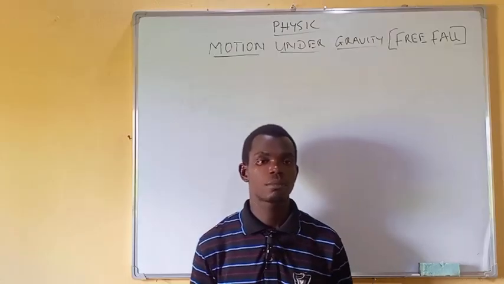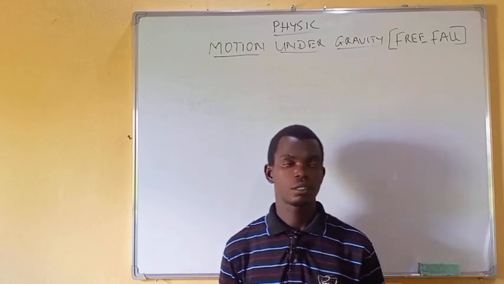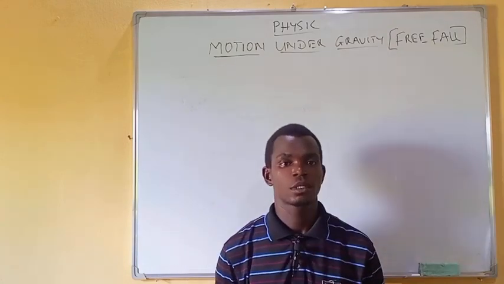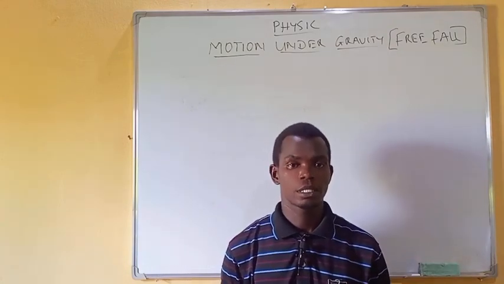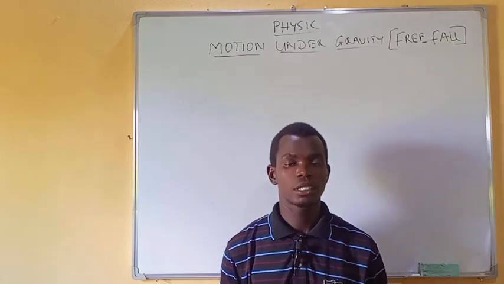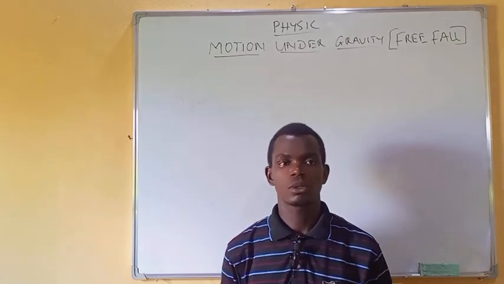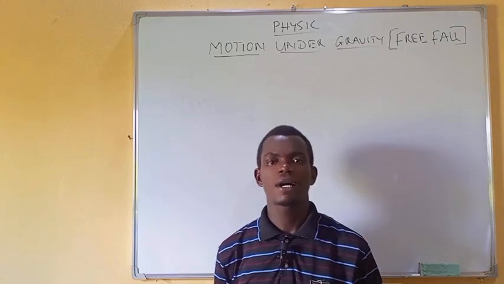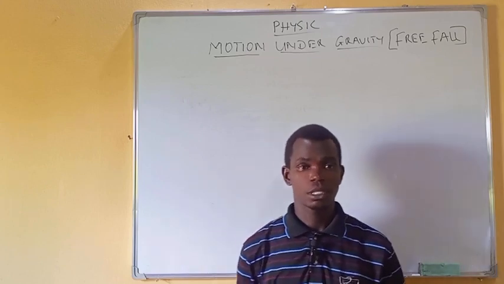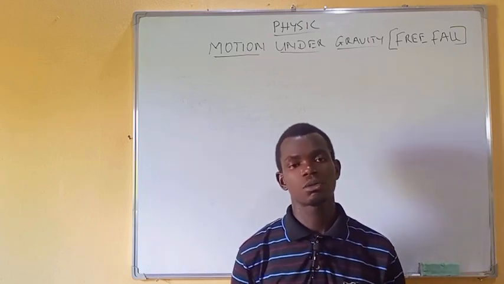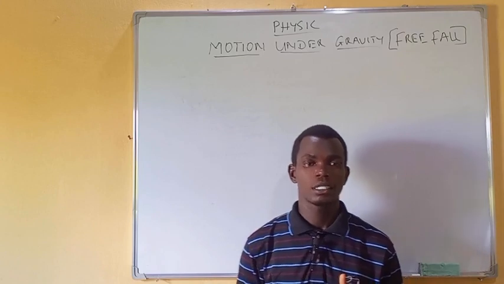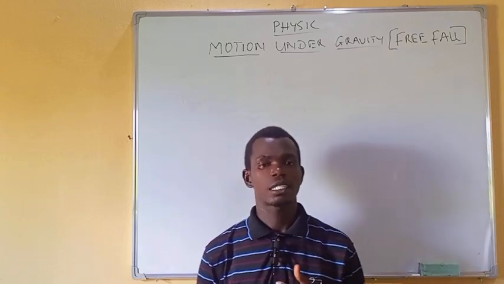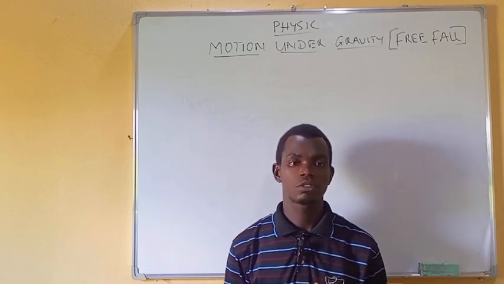So today we'll be talking about motion under gravity, free fall. It's a common experience that when an object, e.g. a stone, is thrown upward, it rises to a particular height and then falls back to the ground. When an object is thrown, it experiences two movements. One is the upward movement, and secondly, the downward movement.